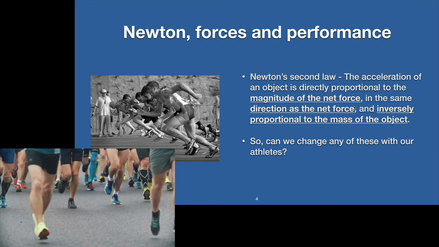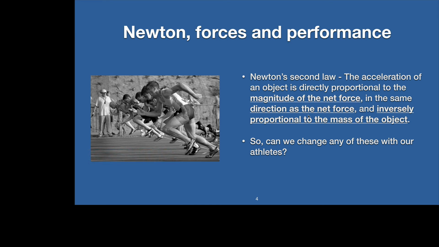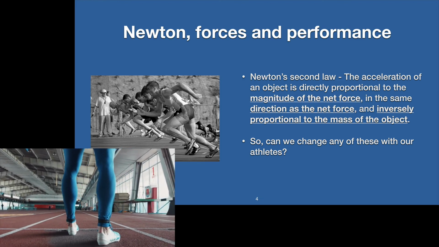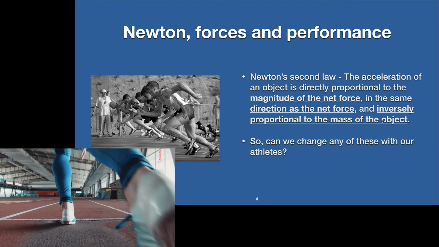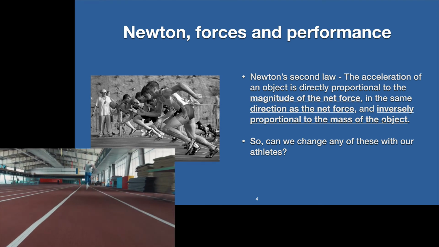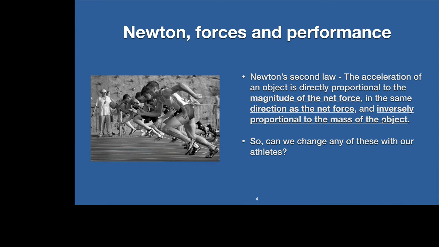We can change the direction of the net force by improving their mechanics and making sure that they're directing all of their force production straight ahead, that their arms are pumping straight towards the finish line, not out to the sides, and so on. And then finally, we can change the mass of the object. This may be harder with some athletes than others, but we can have them reduce maybe excess body mass. We can give them lighter shoes, lighter clothing, etc. So again, this may be harder to manipulate, but this is also an important factor.